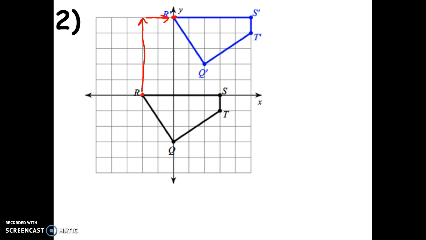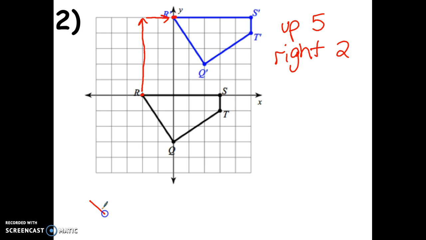So we see already that we are going to have 2 sets of instructions. So the first direction that I moved was up. We moved up 1, 2, 3, 4, 5. Moved up 5 units. And then we moved right 1, 2 units.